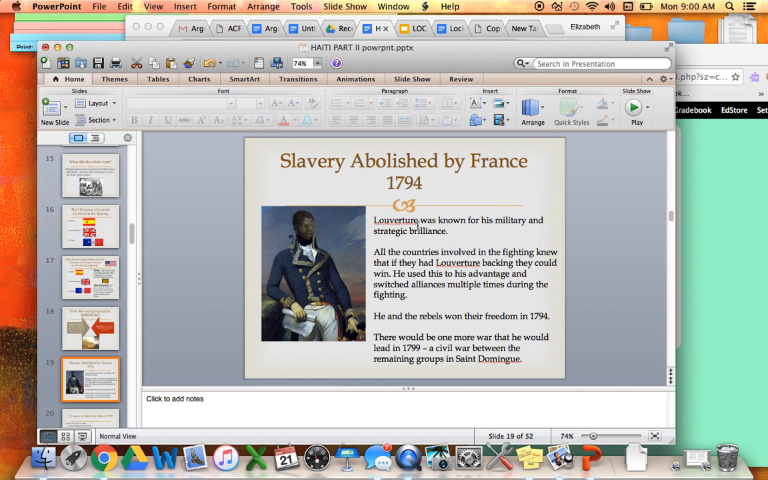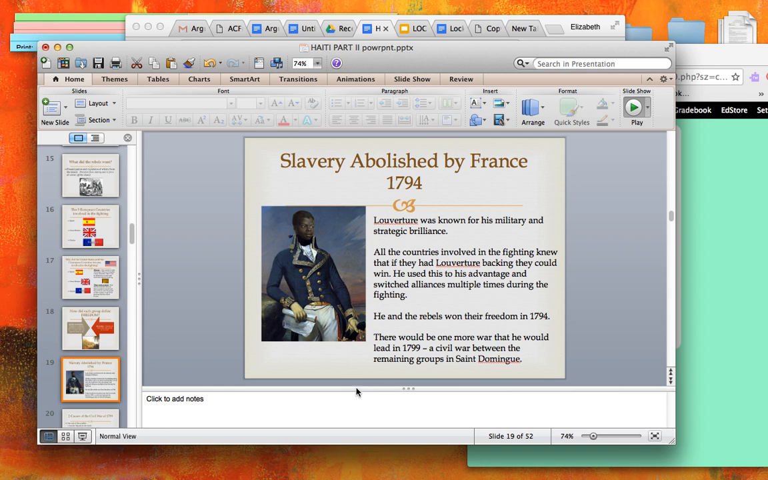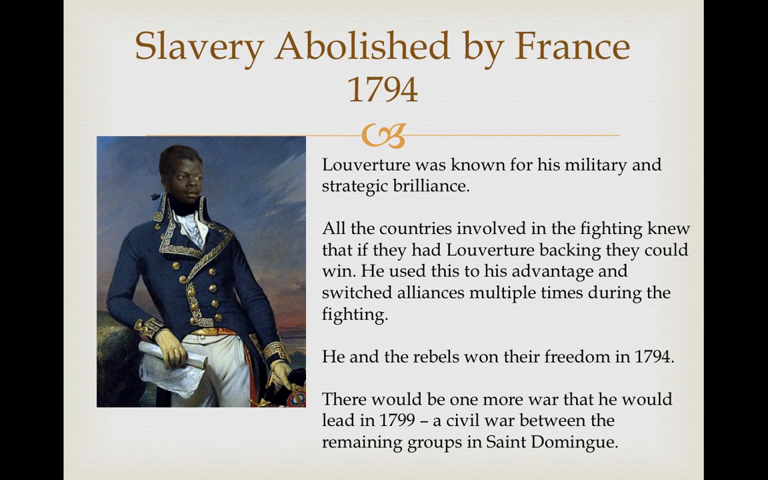So first let's talk about the slavery being abolished. So Louverture, he was known for his military and strategic brilliance. So he was really good at figuring out like the best ways to go about winning battles, and he did so well. So all the countries that were getting involved, like Spain and France, of course, and Great Britain, looked to Louverture because whoever had him on their side was probably going to win because he was such a great military guy.